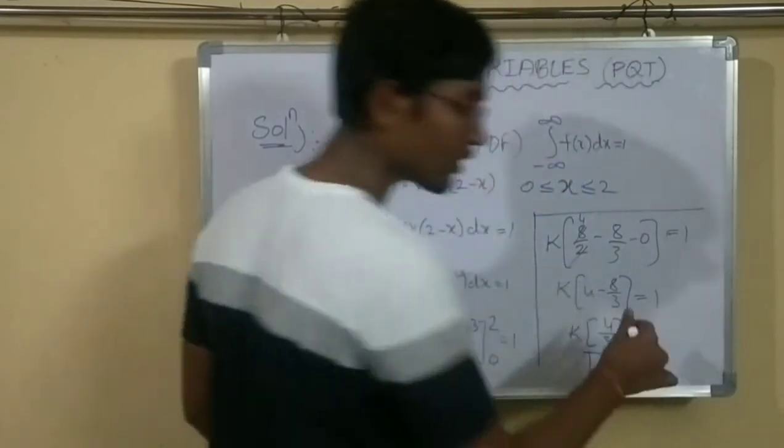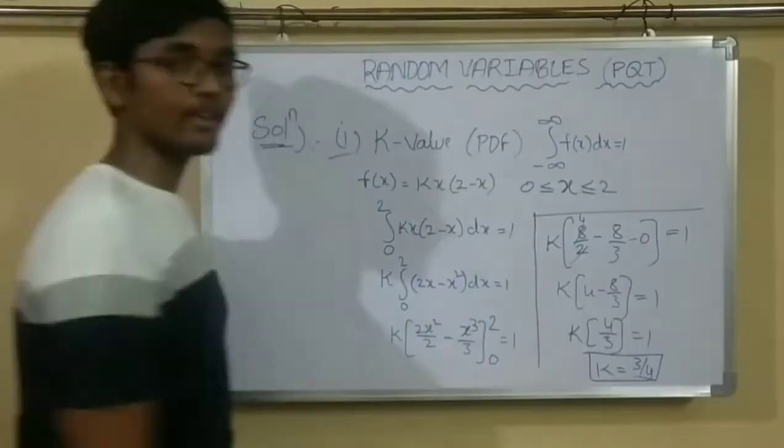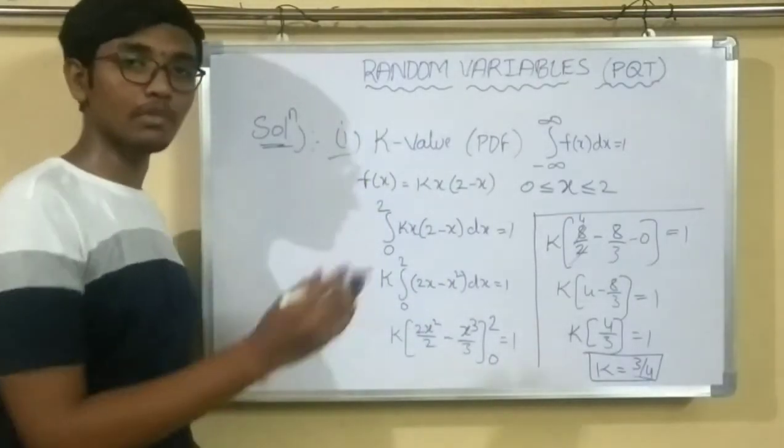I think we have got the k value now. So we have finished the first one. Now we have to find the mean and the variance, which remain.